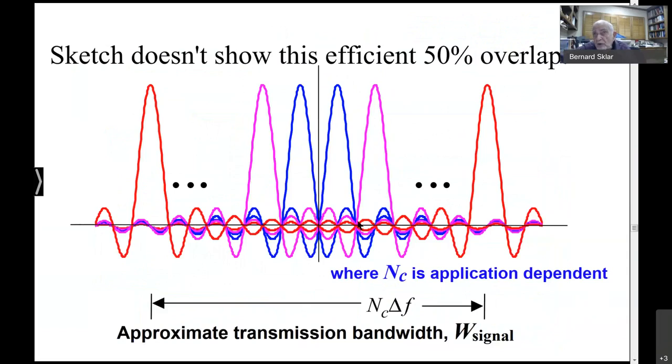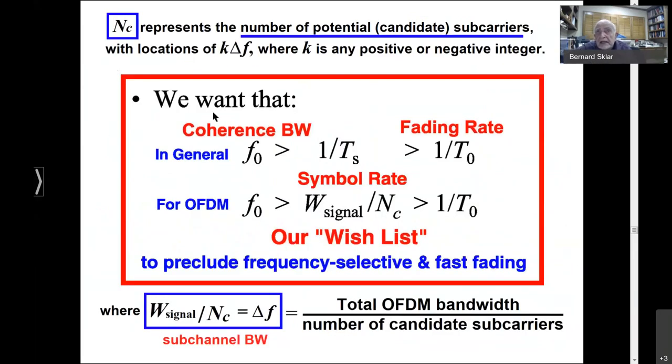I'm not showing you that 50% overlap here, but it's always there. So that's what I've summarized here: N sub C represents the number of potential or candidate subcarriers with locations K delta F, where K is any positive or negative integer. And here is my wish list. I want these inequalities to prevail, which will satisfy me in avoiding frequency selective fading, and I want my signaling to be larger than the fading rate.